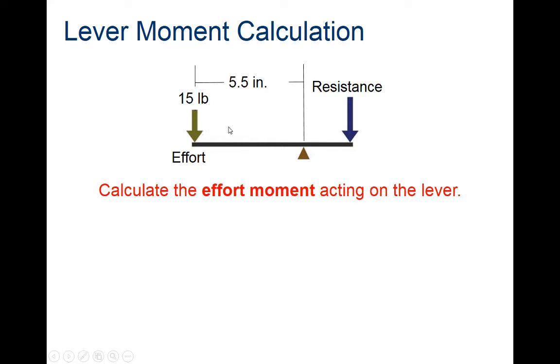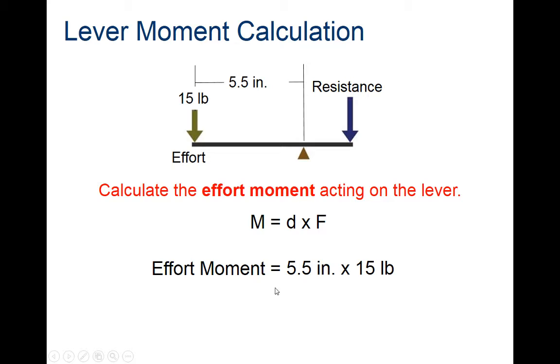Our effort force is 5.5 inches from our fulcrum, and the amount of the force is 15 pounds. So we can calculate the moment by taking the distance and multiplying it times the force. So our effort moment, not effort force, is 5.5 inches times 15 pounds, which gives us a torque of 82.5 inch-pounds. This is how we calculate a moment, and we'll be using this again a lot later.